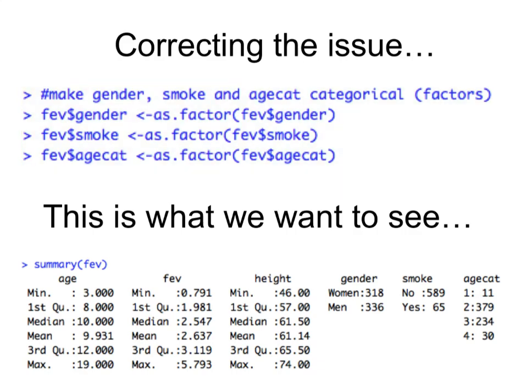But we can correct this issue by using the as.factor command in R. We can also tell R the names of the different categories for these variables. So for example, women and men for the gender variable. And the code for this isn't shown here, but you can check this out in the R script on Connect.